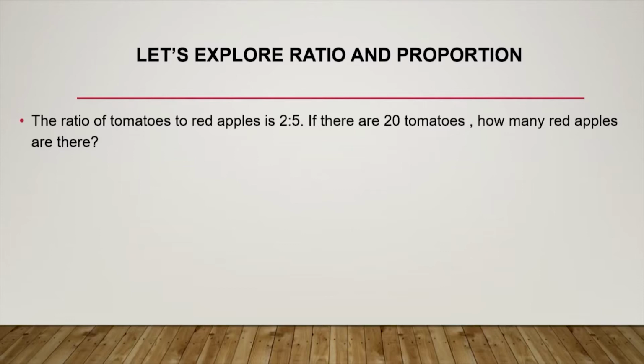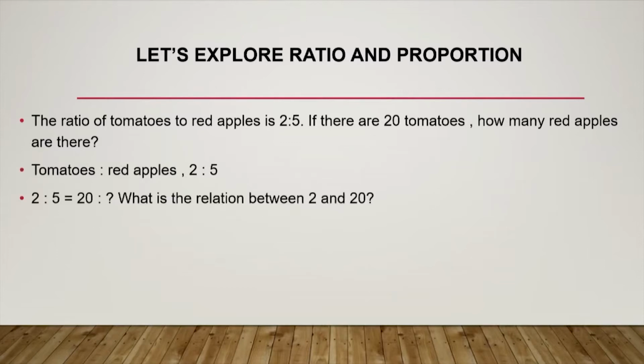So let's look again. We have a ratio of tomatoes to red apples. So for every 2 tomatoes, you have how many red apples? 5. Awesome. So if you have 20 tomatoes, how many red apples are there? What is it that you need to look at? What is it you need to do? All right, let's see. So we just stated that information.